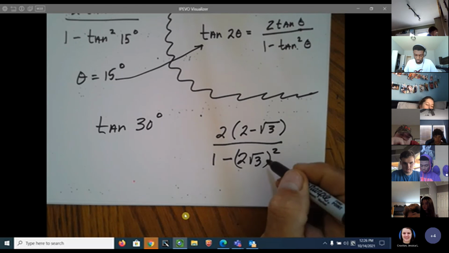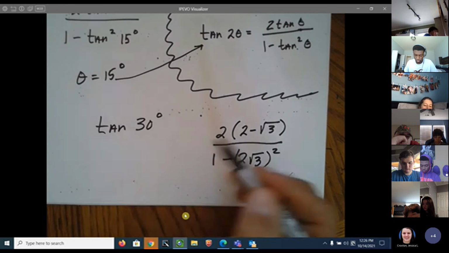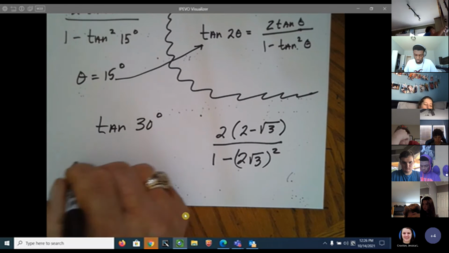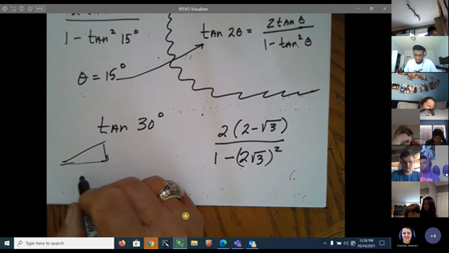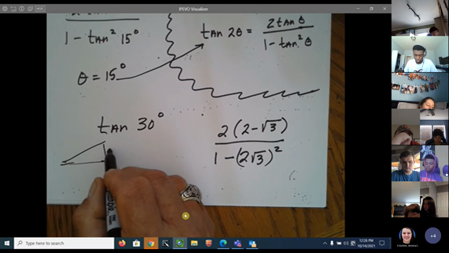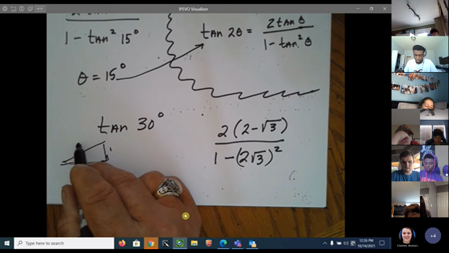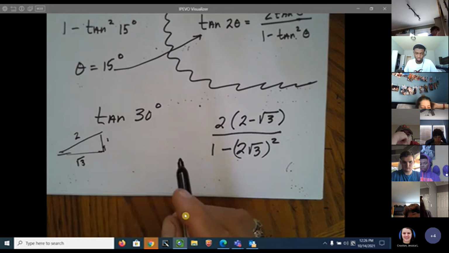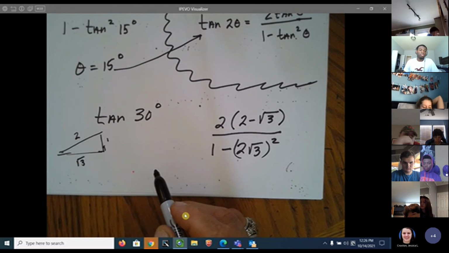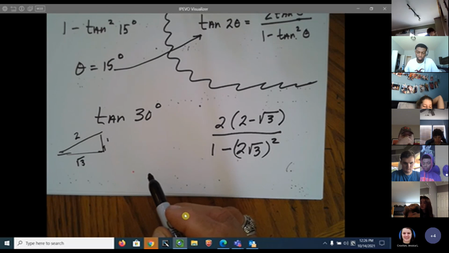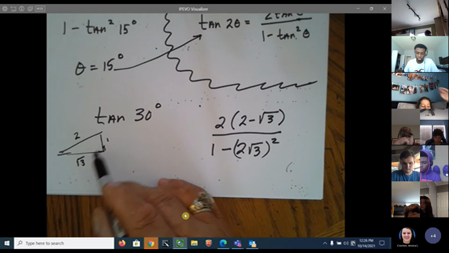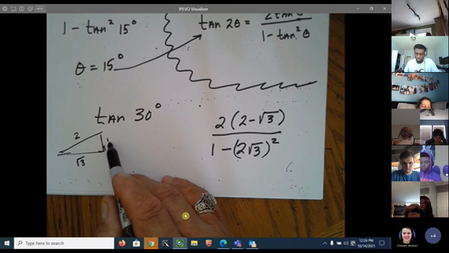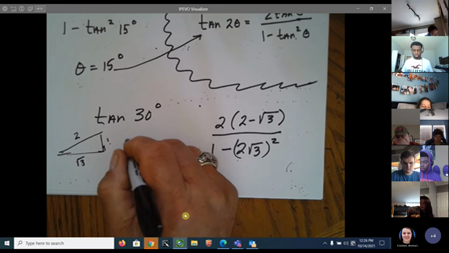I'm just wanting you to see that if you do the tangent of 30 degrees, the tangent of 30 degrees is what? Isn't it square root of 3 over 3? Well, it should be. No, 1 over the square root of 3, which would be the square root of 3 over 3.